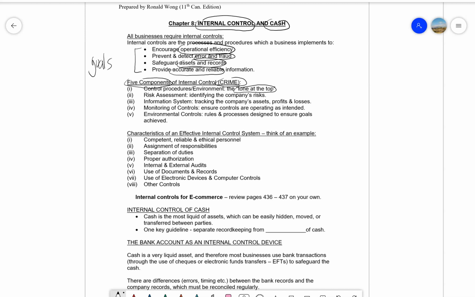The next one is risk assessment. What we mean by risk assessment is we want to identify all the areas where there are risk or weaknesses. And the third is having a good information system. The information system is used to track the assets of the companies, the profit and losses, and usually that relates to perhaps the accounting software that they use. They want to make sure that the accounting software is reliable to accurately track all these amounts.